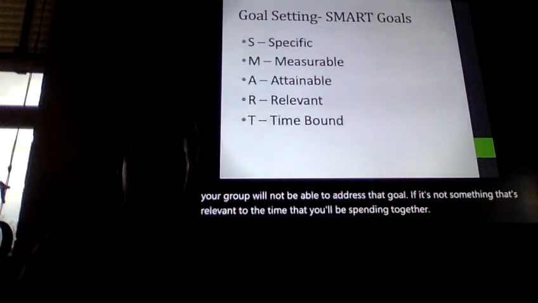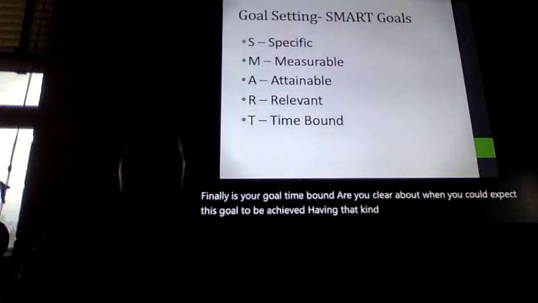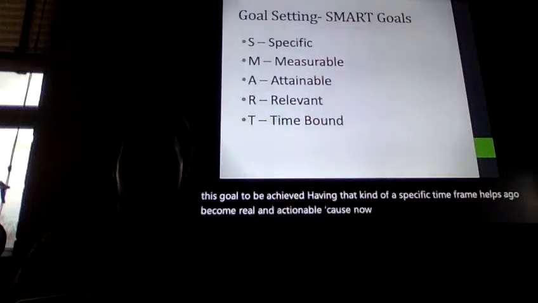Finally, is the goal time bound? Are you clear about when you could expect this goal to be achieved? Having that kind of specific time frame helps the goal become real and actionable, because now we have an idea for when it could actually be accomplished.